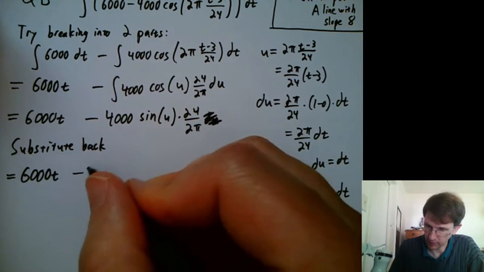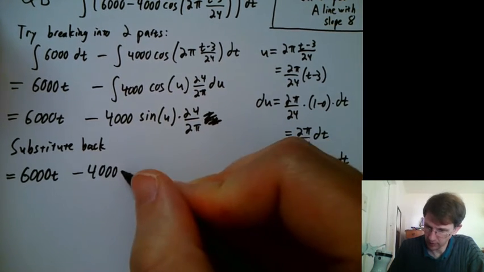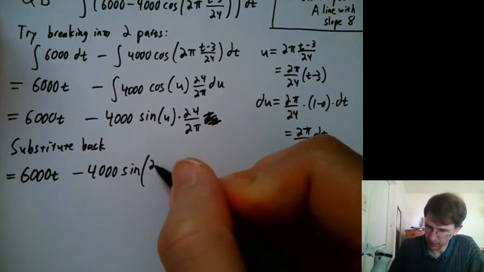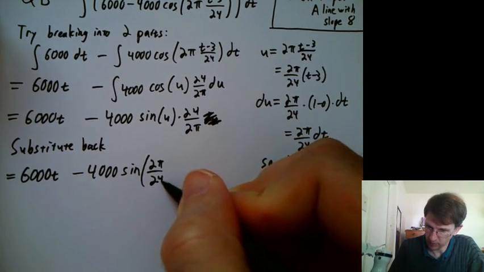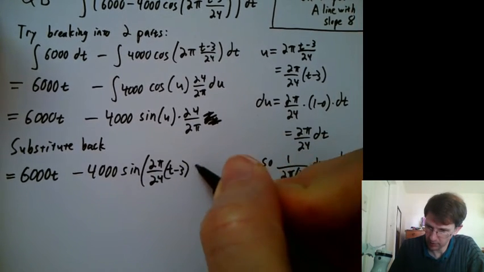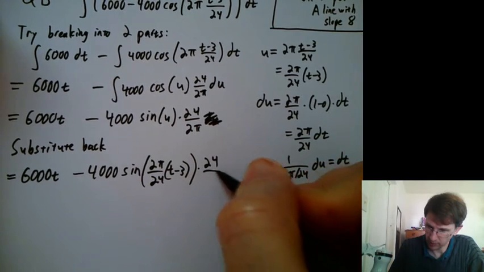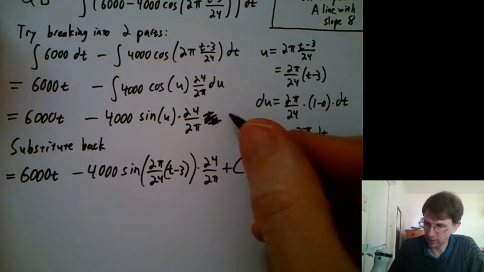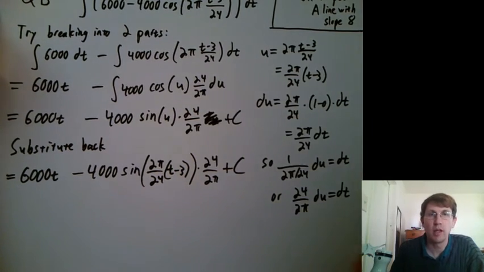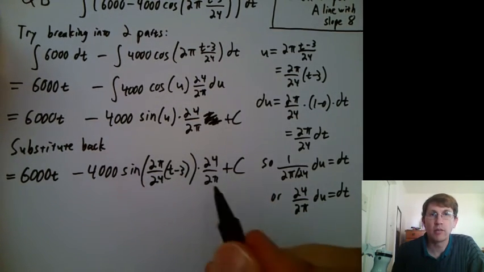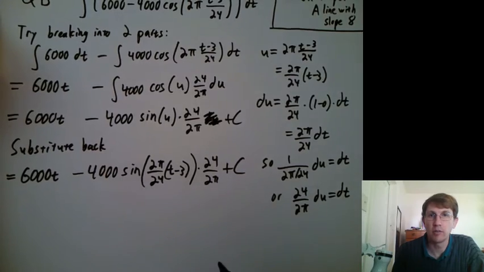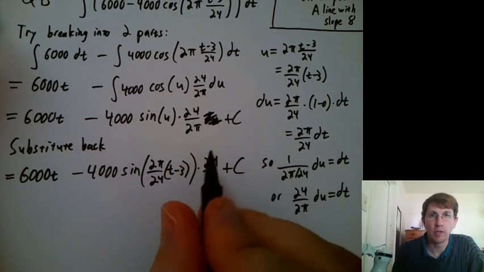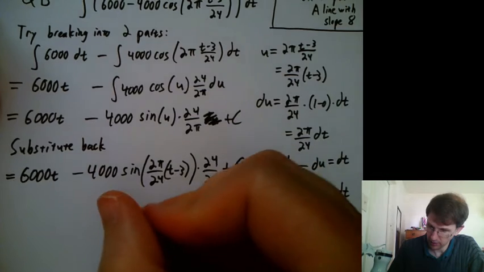So we got 6,000 t there, minus 4,000 sine of 2 pi over 24 times (t minus 3), times 24 over 2 pi. And we're done with all the integrating. I guess we could have put that there too. Can I cancel the 2 pi over 24 and the 24 over 2 pi? Nope, you can't bring that factor inside.